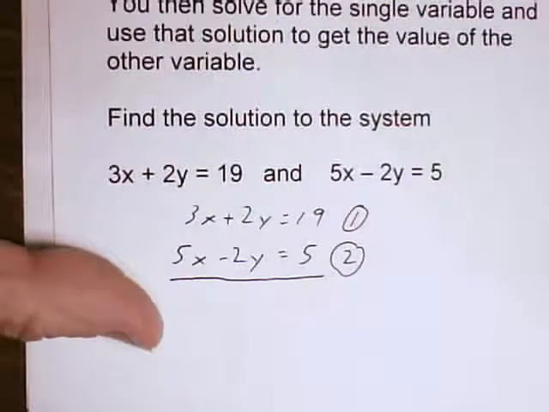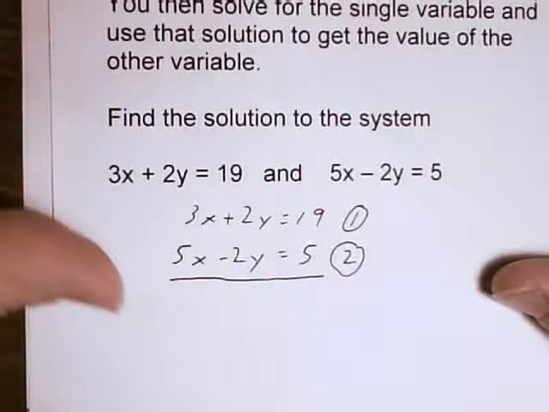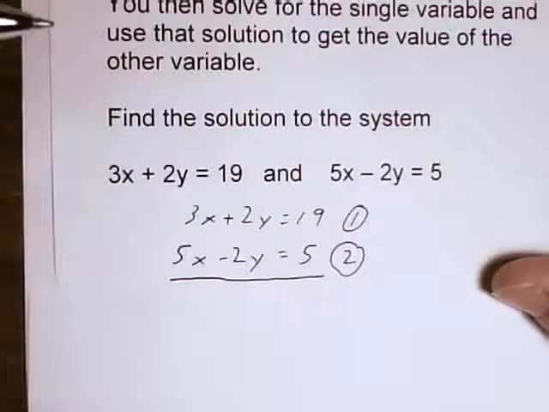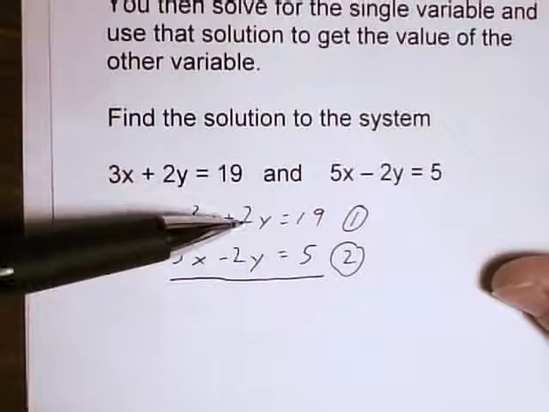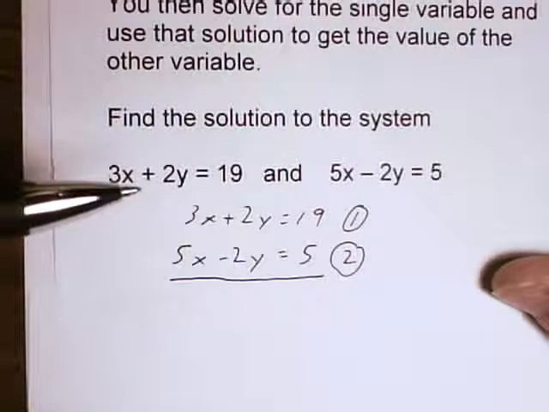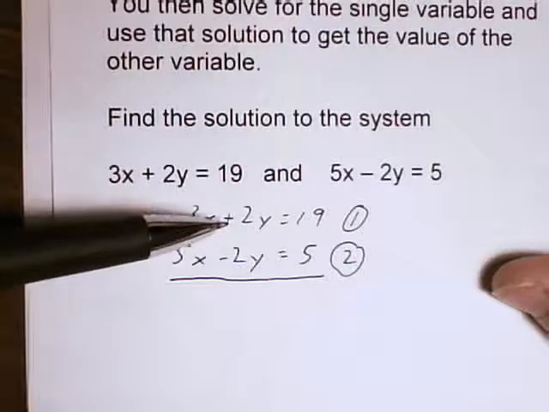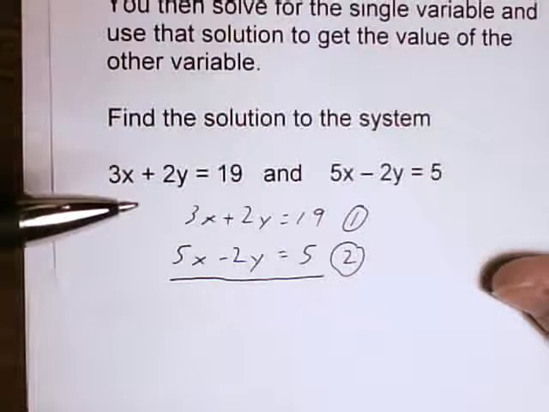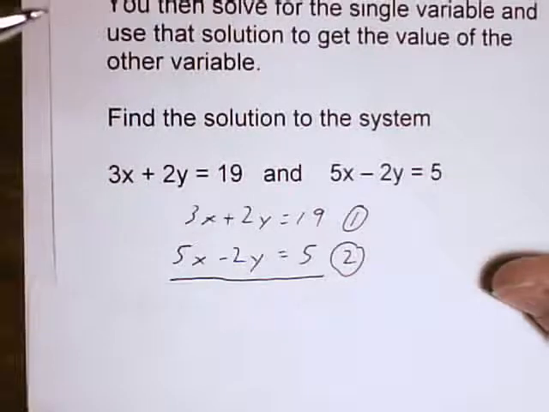If I look at them, I'd like to find a basic operation I can do to combine them so that one of these two variables will disappear. If you notice, there's a plus 2 on the y here and a minus 2 on the y in the second equation. If I add them together, a plus 2 plus a negative 2, the y terms will disappear, and I can solve for x.